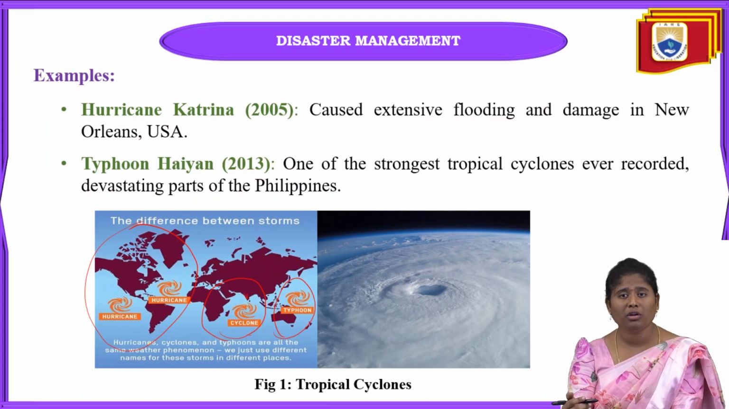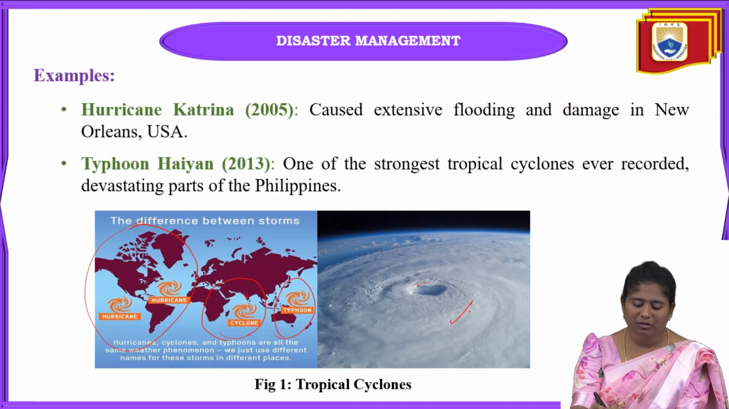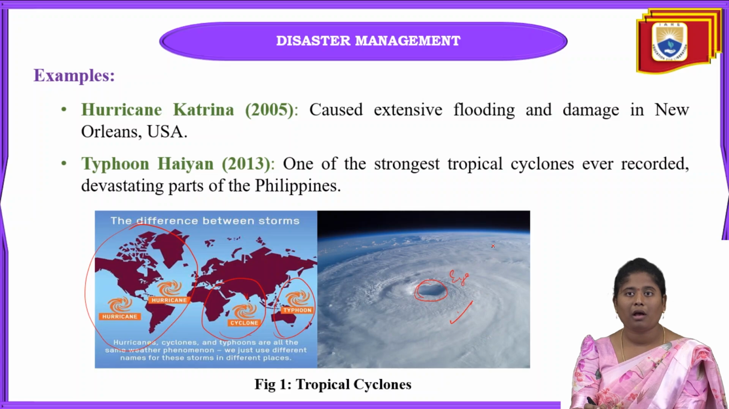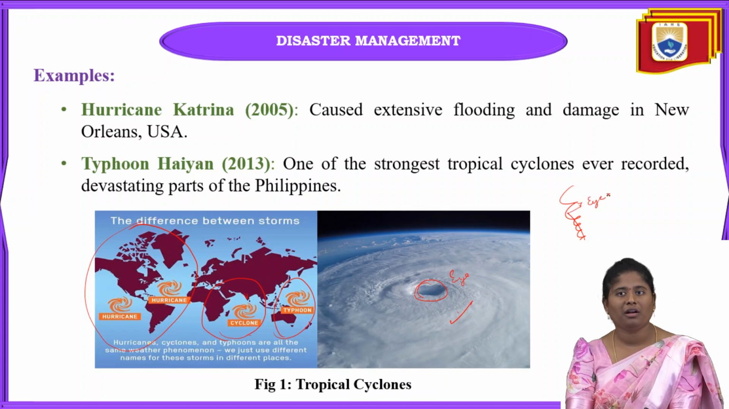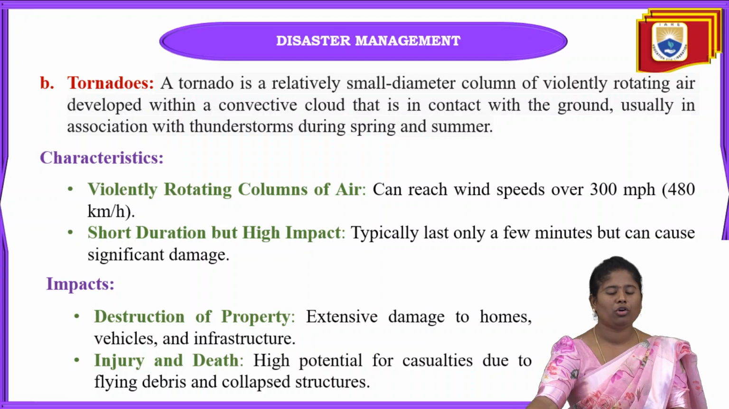When any cyclone is going to start, it will look like this. Here you can see this picture, and this hole you can see here is also called the eye of the cyclone, meaning a rotation like this will be there. This is called the eye. Okay. Next one is tornadoes.